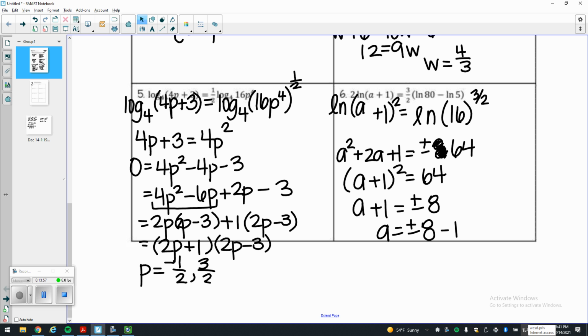Your answers are plus or minus 8 minus 1. So your two answers are 8 minus 1, which is 7, or -9. Now, you have to plug them back in to make sure that they work. If you don't plug them back in, part of your answers will be wrong. -9 does not work.